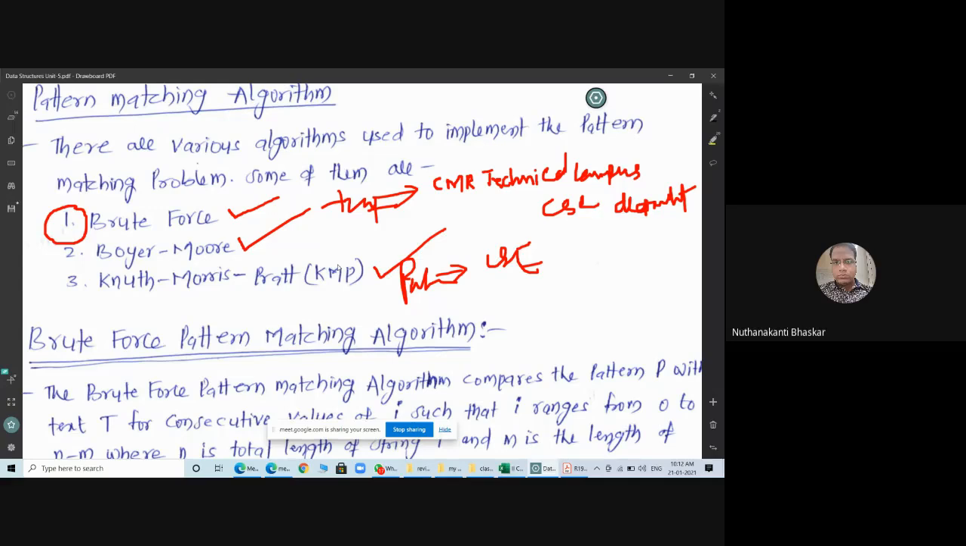Is CSE there or not in the CMR Technical Campus CSE department? Is there, sir? Yes, it is there. Because we are human beings, at a time we can process the complete data because the data is very small. Here the data is big, maybe 1 million lines. Now I want to find whether CSE is there or not.